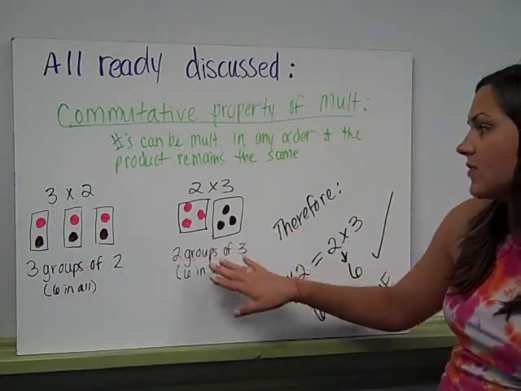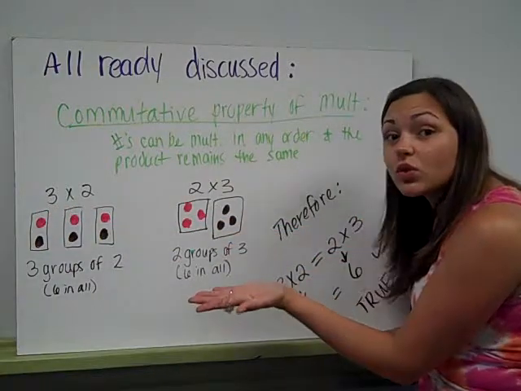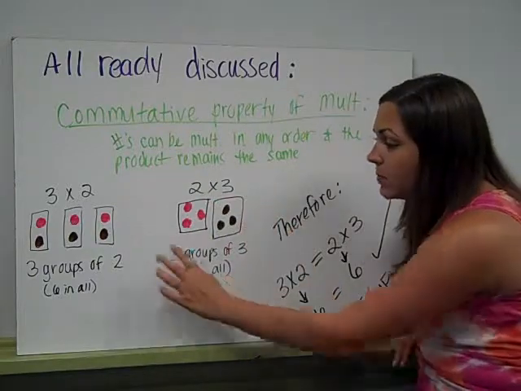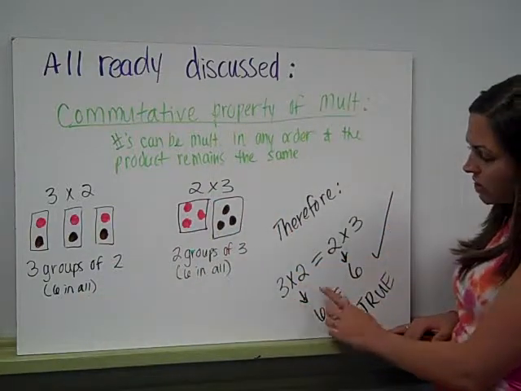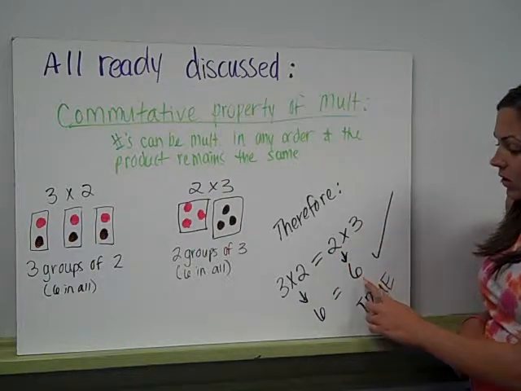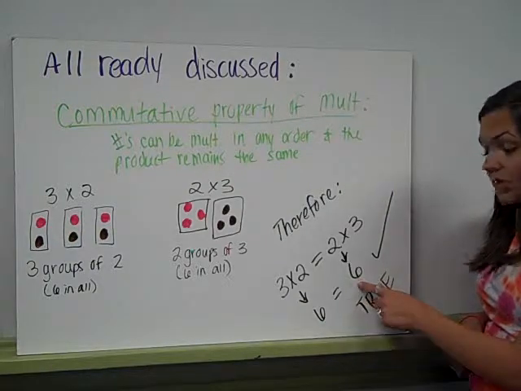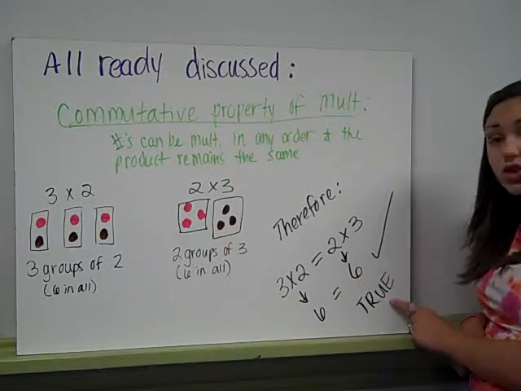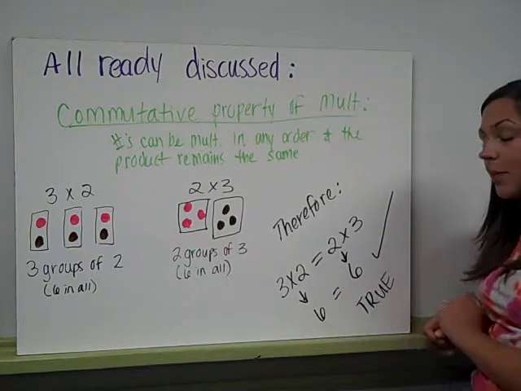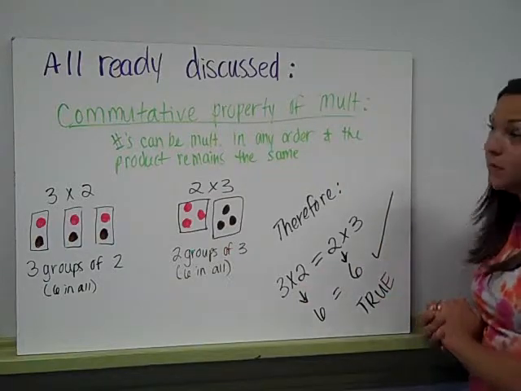I have 6 here, I have 6 here, which tells me that 3 times 2 equals, or is the same as, 2 times 3. Because 3 times 2 equals 6, and 2 times 3 equals 6. Does 6 equal 6? Yes. 6 is always going to be the same thing as 6. This is a true fact. If this did not equal 6, then this would not be true, and we could not say that these two multiplication facts equaled each other.